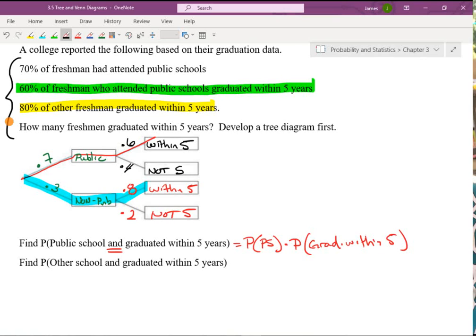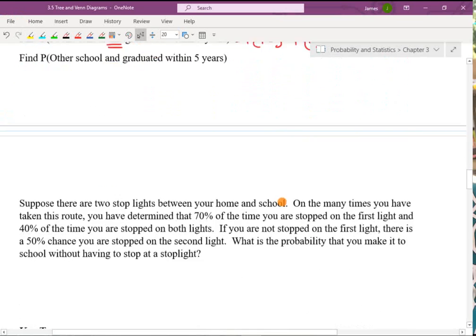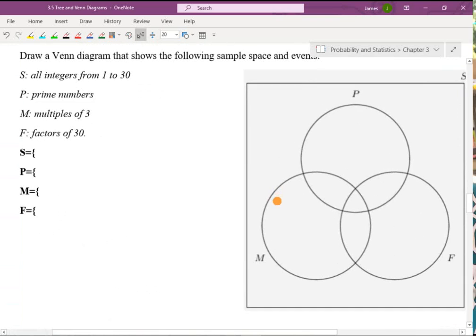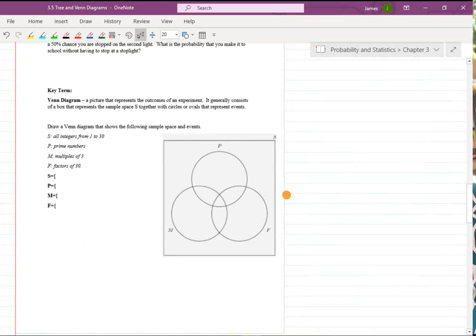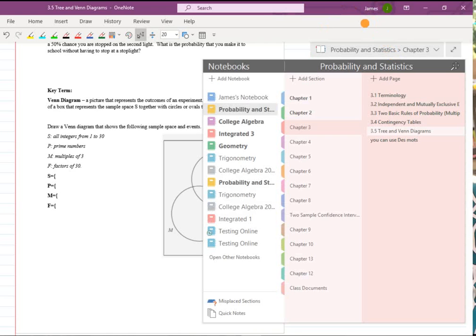Is this something we can do? Tomorrow we'll jump in and talk about Venn diagrams, and then that will get us to chapter 4. This is going to be something we see as we move on through the rest of the year. This textbook that we're using has a lot of extraneous things in it.